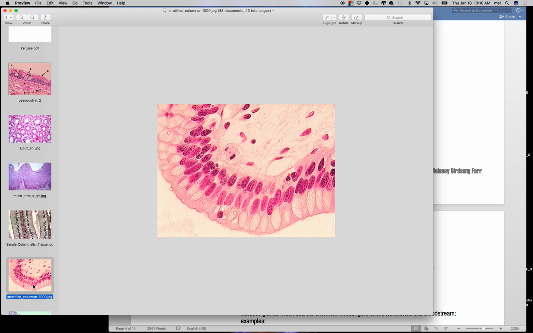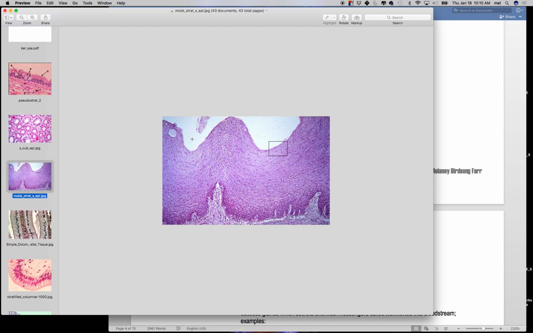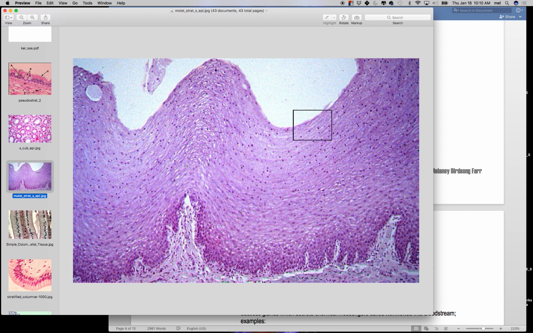Have to identify the tissue first. Stratified columnar epithelium. Lining the male urethra. Let's practice some more. Name a specific body location for this tissue.